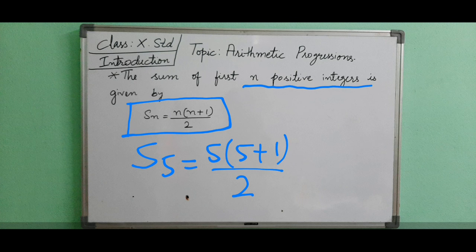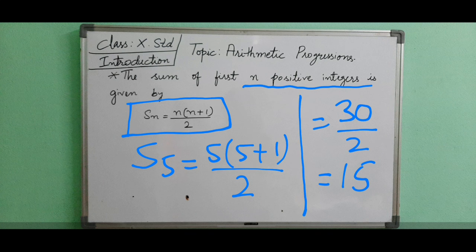5 plus 1 is 6. 6 into 5 is 30. Then 30 divided by 2 is equal to 15. So what it means here is, if we are adding 5 natural numbers, we will get the sum as 15. If suppose we need to add 6 numbers, it means here n is equal to 6.